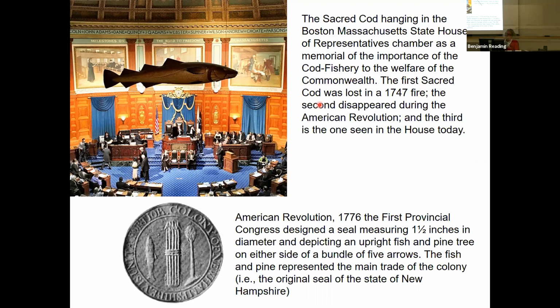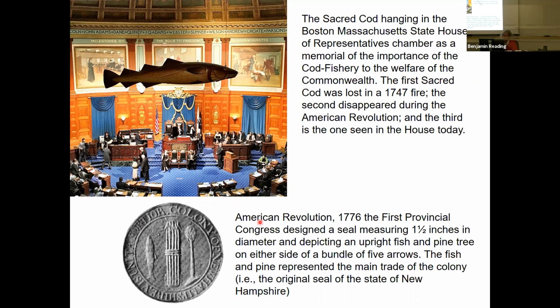The first sacred cod was lost in 1747 in a fire, and the second cod disappeared during the American Revolution. And the third cod is the one that is seen in the House of Representatives today. So here is the codfish hanging in Boston, Massachusetts State House of Representatives.